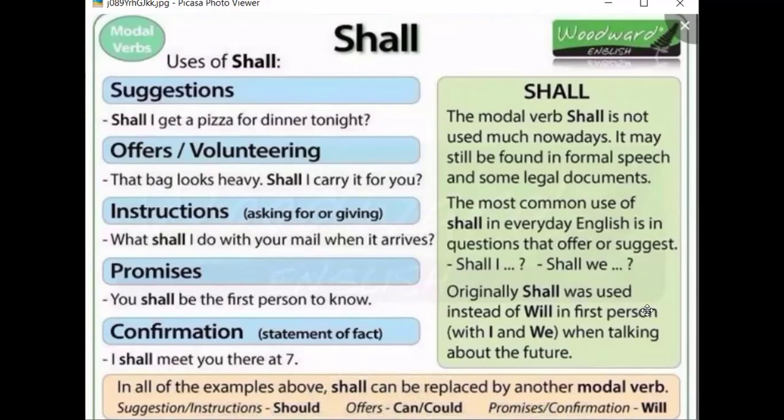Okay, so what I mostly hear, the situation where I find shall is suggestions, or second, what I most commonly hear is offering or volunteering. Okay.